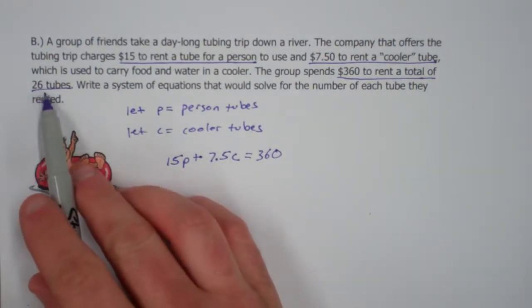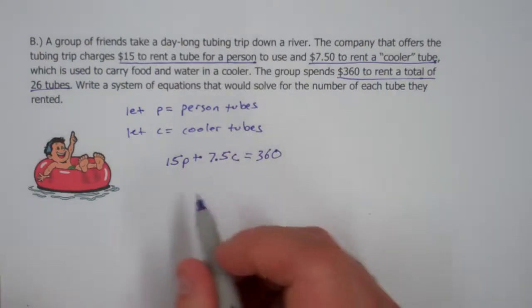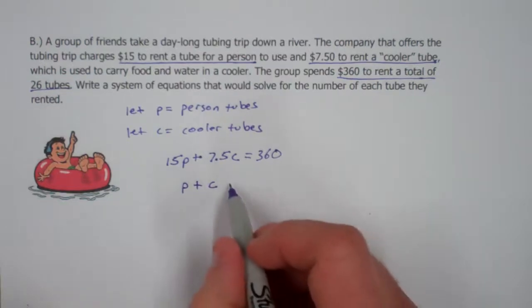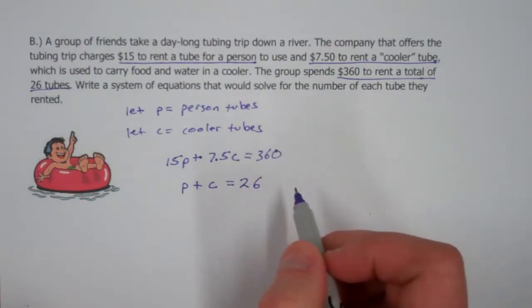Now we're going to write an equation based on quantity. So there's 26 tubes being rented in total. We don't know how much of each, but we do know that P plus C, or the number of person tubes plus the number of cooler tubes, has to be 26.